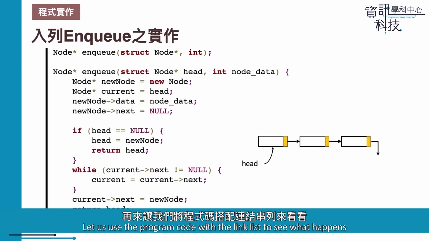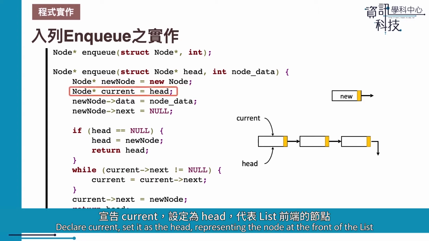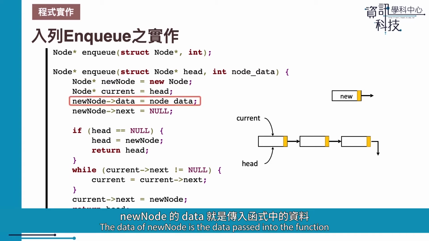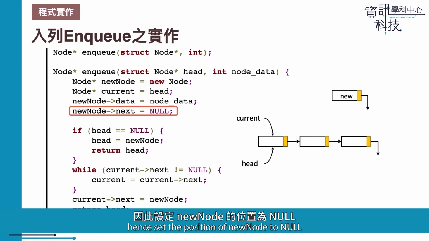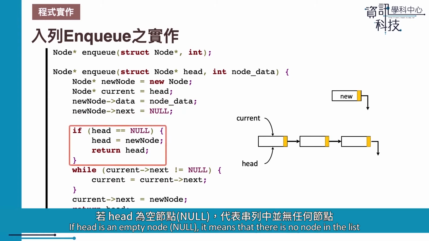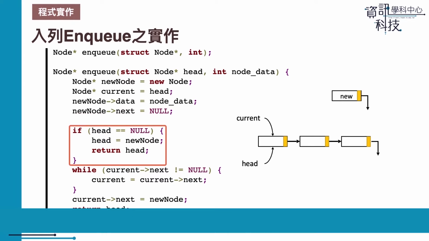Let us use the program code with a linked list to see what happens. Declare a new node, representing the node added to the end of the list. Declare current. Set it as the head, representing the node at the front of the list. The data of new node is the data passed into the function. Because the position of new node will be at the end of the list, set the position of new node to null. If head is an empty node, null, it means that there is no node in the list. Then, the node added to the list will be the head.